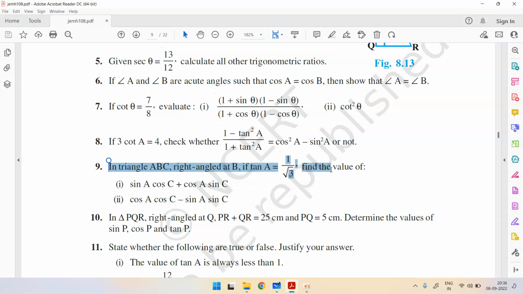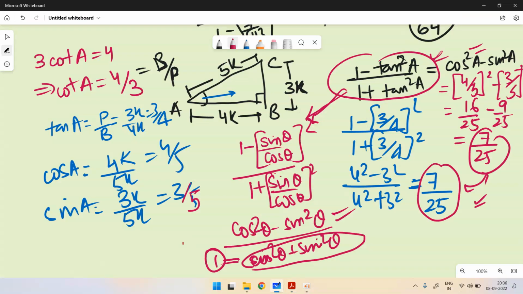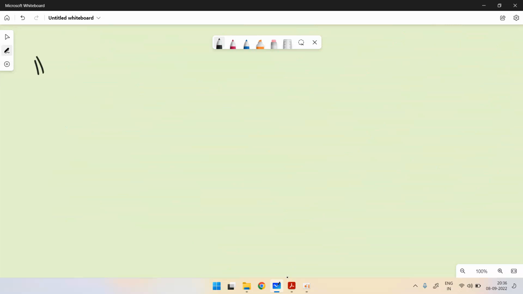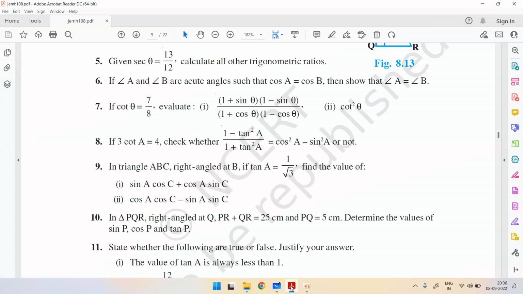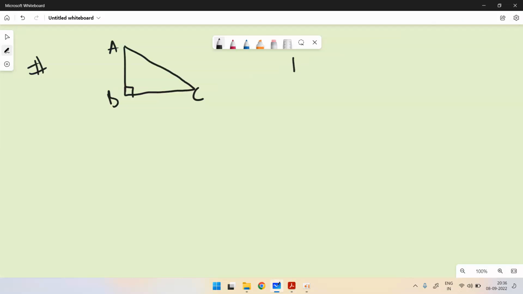Now in triangle ABC, right angle at B, if tan A is 1 by root 3, find the value of this. So this is question 9. The right angle is at B, and tan A is 1 by root 3. This is angle A. Tan is perpendicular by base, so if the perpendicular is 1k, the base will be root 3k.